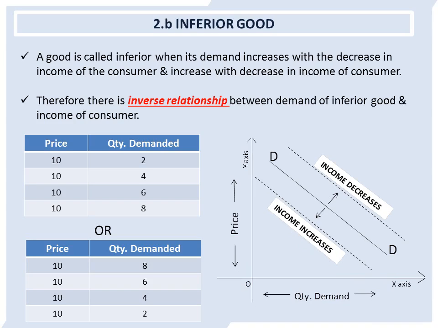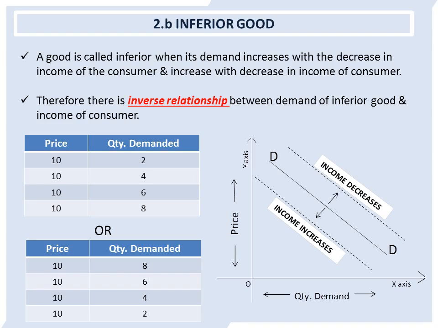Now the same way we'll define inferior good. Again, we don't have a proper criteria of price in defining these goods, so we'll define in the following way. A good is called inferior when its demand increases with the decrease in income of the consumer and decreases with increase in income of the consumer. Therefore, there is an inverse relationship between demand of inferior good and income of the consumer.